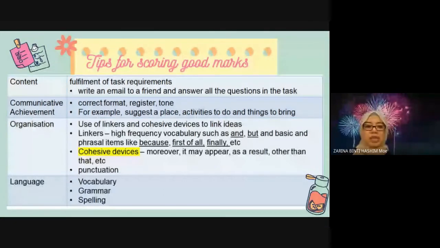So how do you get 5 marks for content? By fulfilling the task requirements. That means what are the task requirements? Apa yang soalan perlukan? First, you have to write an email to your friend. When you want to write an email, make sure you use the correct format of writing an email. What is the correct format? Just now I already told you the planning for greeting, what you should write, hi, hello, all that. And also you must answer all the questions in the task. So what are the questions?